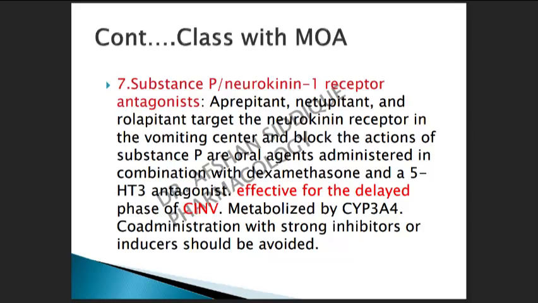So co-administration of this class with strong inducers or inhibitors. Inducer and inhibitor of what? No, I said it is this class, NK1 receptor antagonist. It is specifically metabolized by the cytochrome system, which is located where? In the liver.